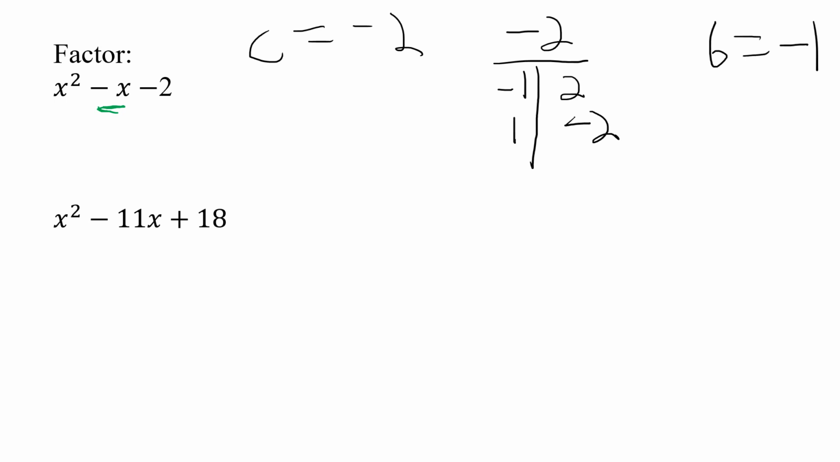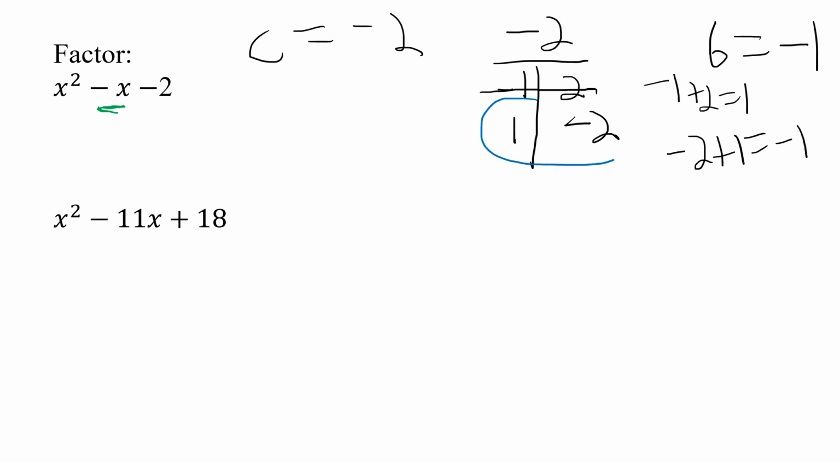So which one of these will get us to negative 1 when we add them? Well, negative 1 plus 2 is positive 1, so that doesn't work. We need to get to negative 1. So let's try negative 2 plus 1. Well, that gets us negative 1, which is what we want. So these are our correct factors here.